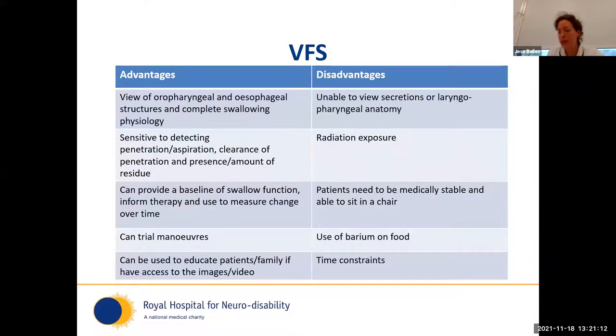And finally, although you can use whatever food you want, because you have to put barium on it, it obviously changes the nature of it and potentially causes difficulties with acceptance. I know I've had experience of this, and barium in itself is just a slightly different viscosity and texture to normal fluids.